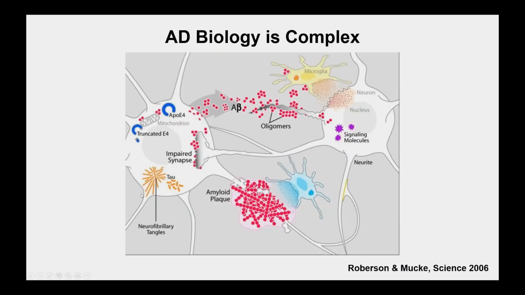And as we think about therapies, you might imagine that treating any one element of this complex biology might not be enough, that at the end of the day, we might need treatments that combine different parts of this biology and target them in order to really get an effective therapy for the disease.